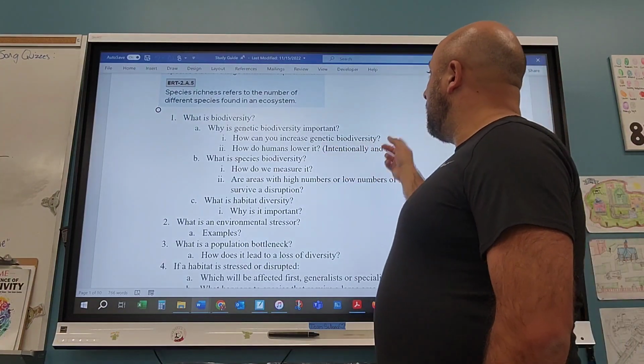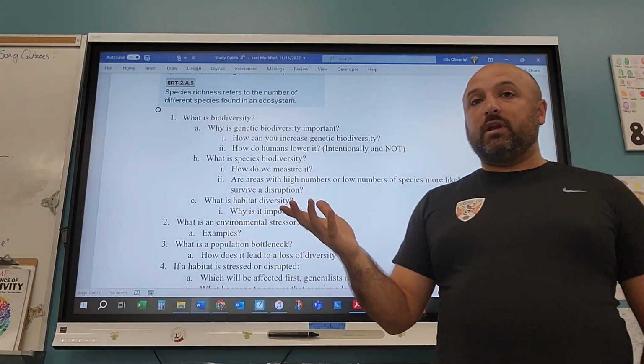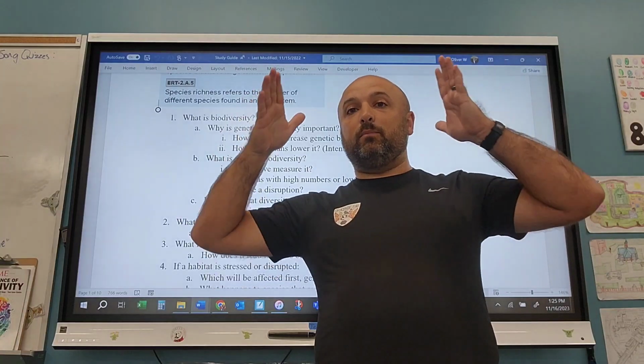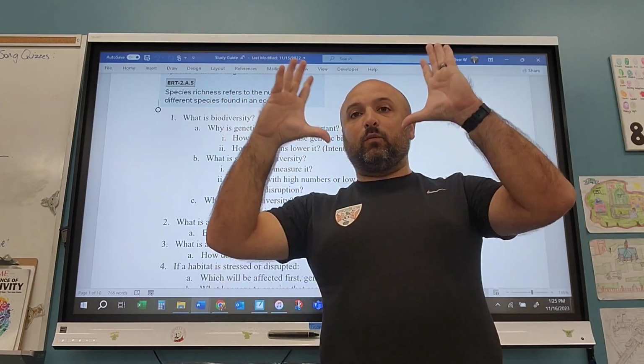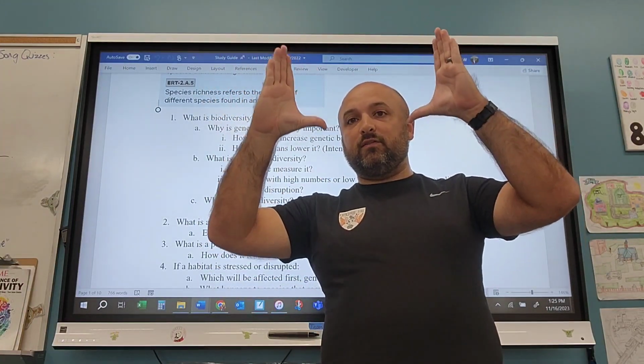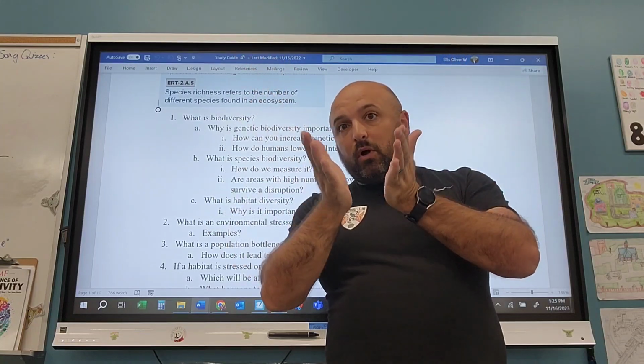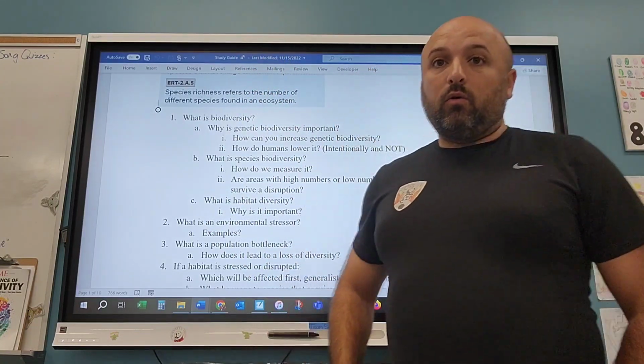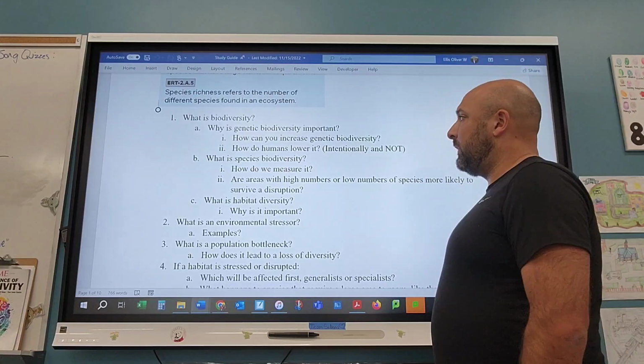Now, how do we lower it unintentionally? Well, we lower biodiversity genetically by putting organisms through a bottlenecking event. So we take this wide range of diverse genetics in the species and we kill them all off by deforestation or mining practices or pollution.